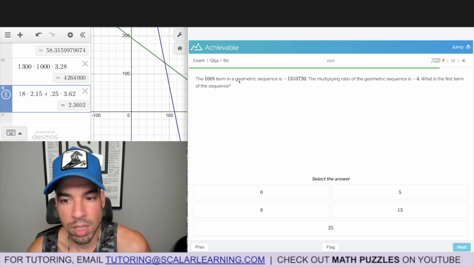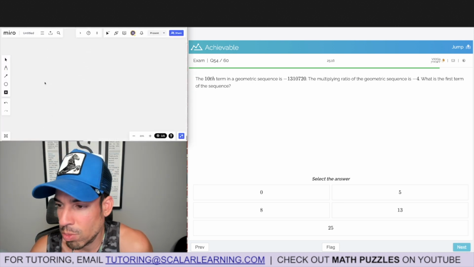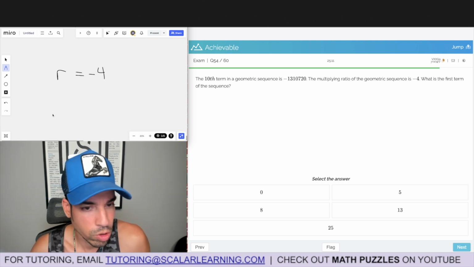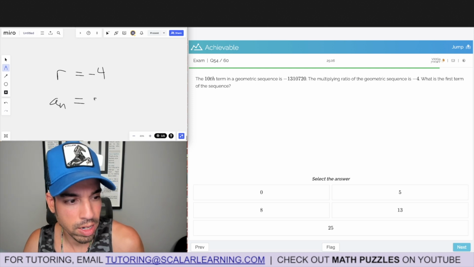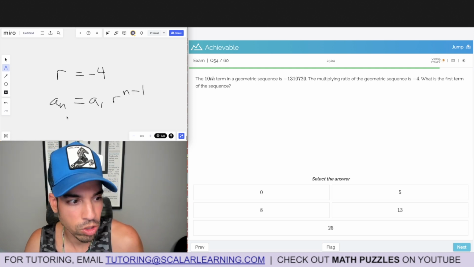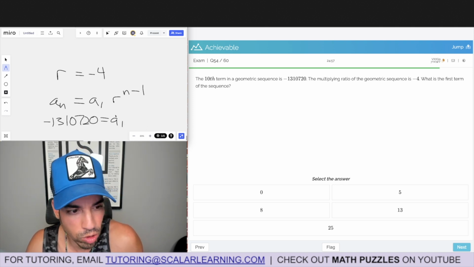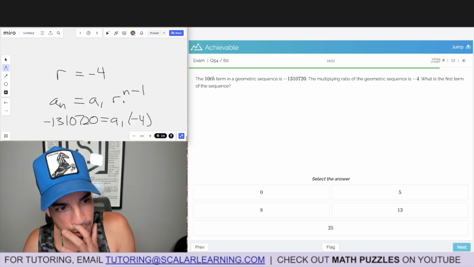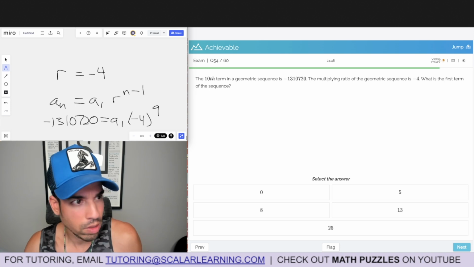All right. The 10th term in a geometric sequence is this. The multiplying ratio of the geometric sequence is -4. Okay, r equals -4. What is the first term? The formula for the nth term of a geometric sequence is a sub n equals a sub 1 times r to the n minus 1. So we know that the 10th term is -1,310,720 equals a sub 1, which is unknown, times our r, which is -4, and n is the 10th term, so n minus 1 is 9. Now we just plug and chug. So -4 to the 9th power.